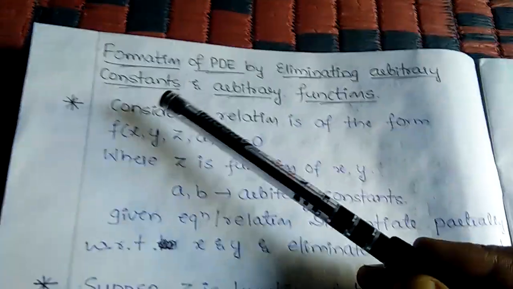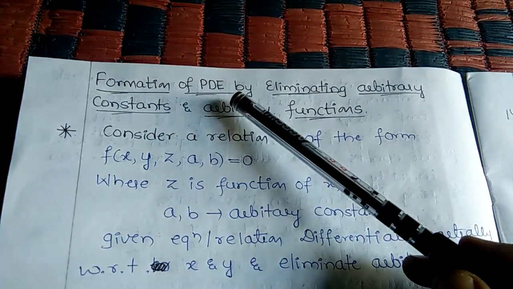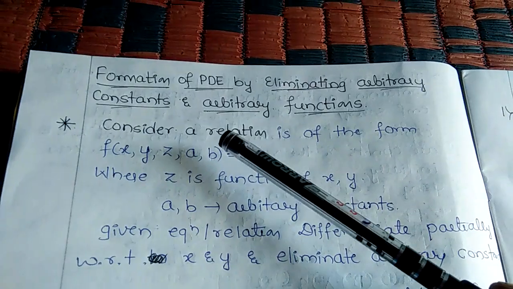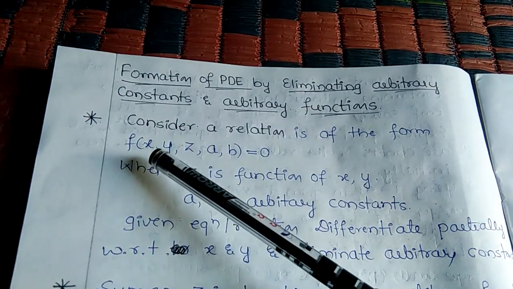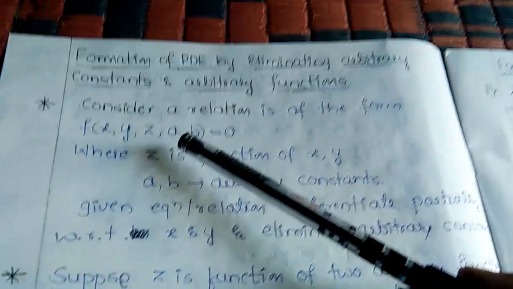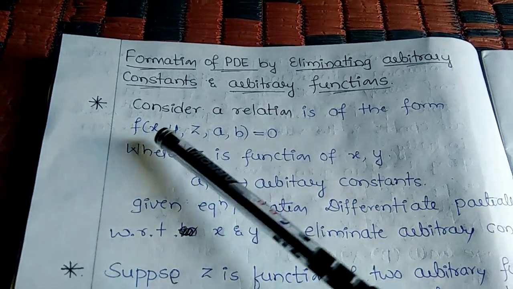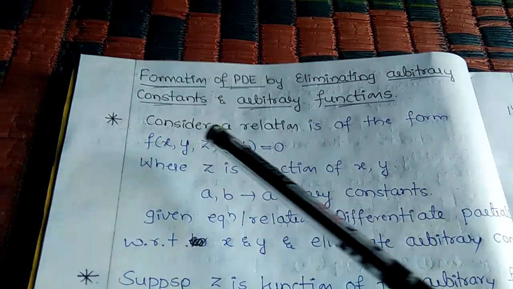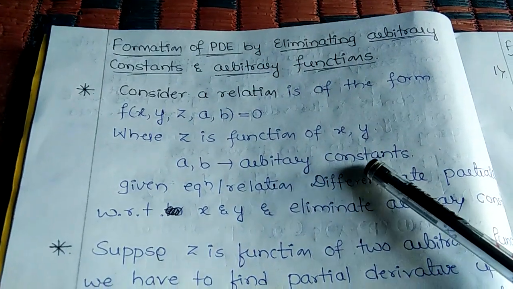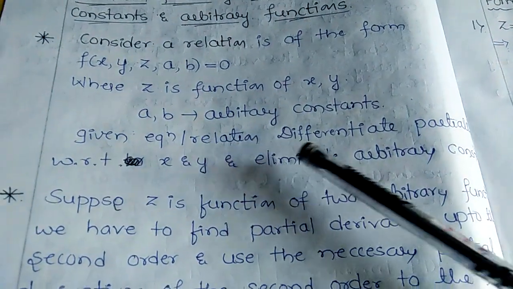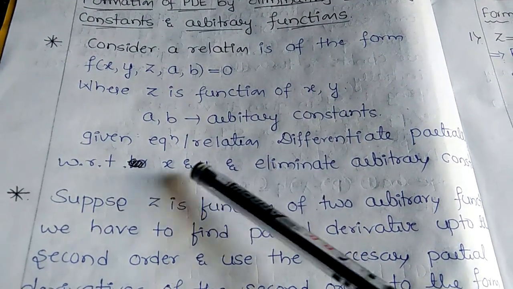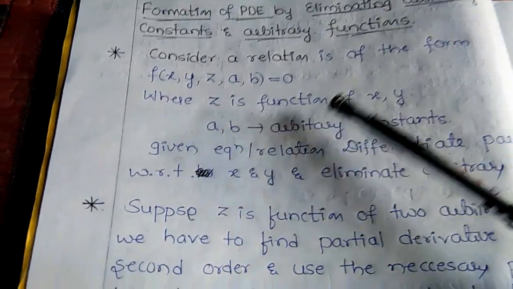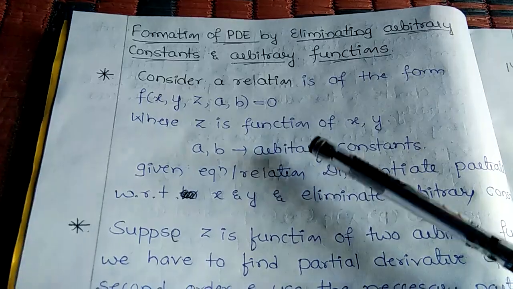Hi friends, now I will discuss the formation of partial differential equations by eliminating arbitrary constants and arbitrary functions. Consider a relation of the form f of x, y, z, a and b equal to 0, where x and y are the two variables, z is a function of x, y, and a and b are the arbitrary constants. Given the relation, differentiate partially with respect to x and y and eliminate the arbitrary constants, that is a and b. It is the procedure for eliminating the arbitrary constants.